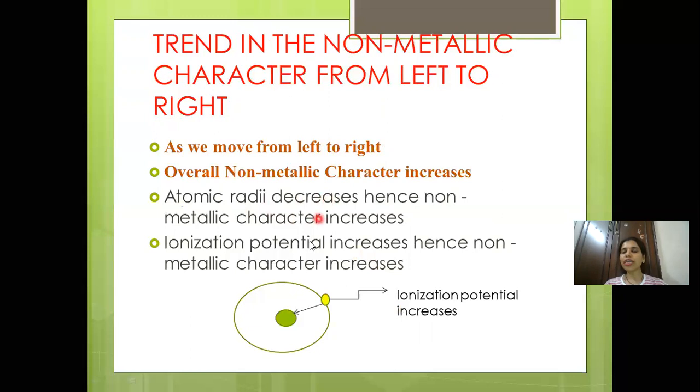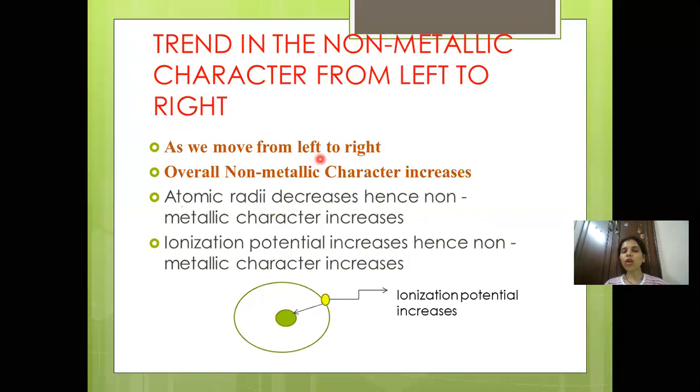So if atomic radius is decreasing, non-metallic character increases. As the nuclear pull is more, IP will increase, the energy required to pull the electron increases, and hence the non-metallic character increases. So it is directly proportional to the ionization potential in the non-metallic character case, and inversely proportional to the atomic radii. Direct opposite of metallic character, just remember it like that.